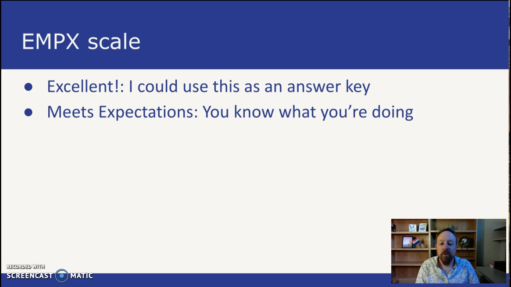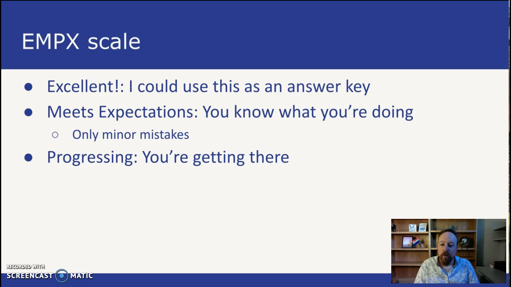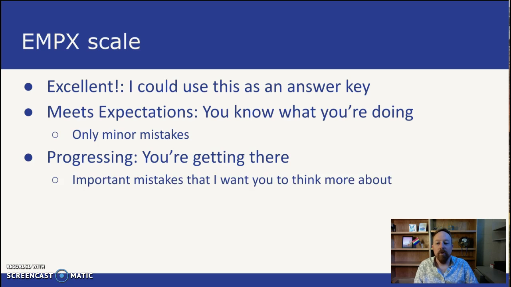This is like, it's clear that you know what you're doing. Maybe there are some tiny mistakes, like maybe you added 2 plus 2 and got 5 or whatever. Mistakes that are not really important in the grand scheme of things, but it's clear overall that you understand the idea and you can communicate it to somebody else. The next mark is called P for progressing. This says that you're getting there, you're on your way. There are still maybe some important mistakes that I want you to think some more about to really fine-tune your understanding of a concept, but you're making good progress.